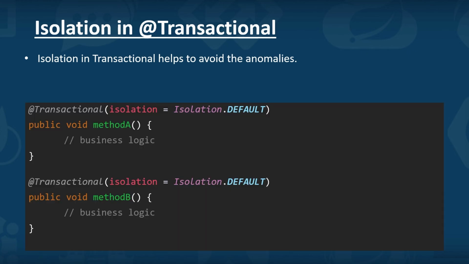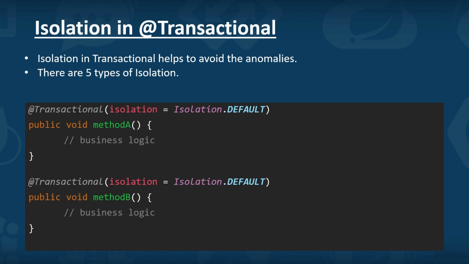Now let's see again the same scenario, method A, method B. We are not saying method A is getting invoked from B or B from A, something like this. But by default, the isolation level is always going to be Isolation.DEFAULT. For propagation, you remember it was Propagation.REQUIRED. For isolation, it is Isolation.DEFAULT. And in the previous time when we used it in our code, we were basically making use of Isolation.DEFAULT.